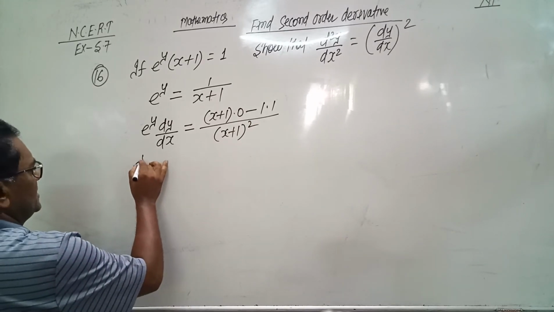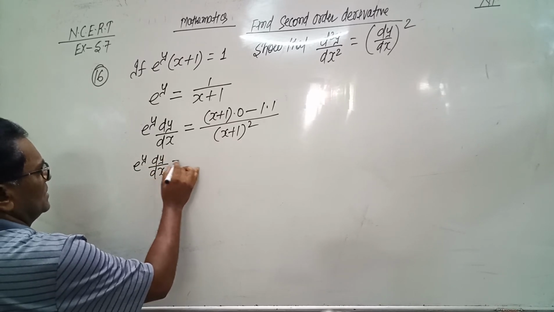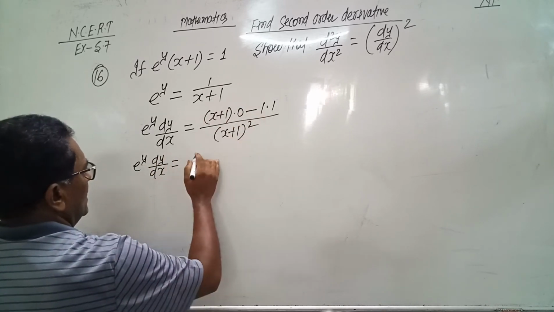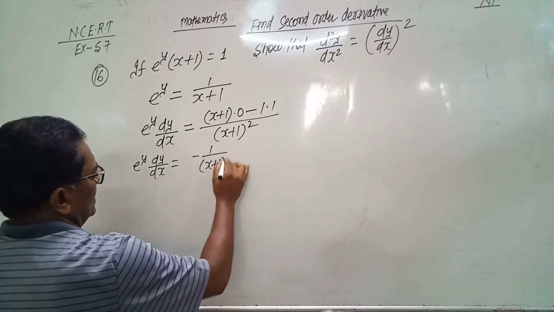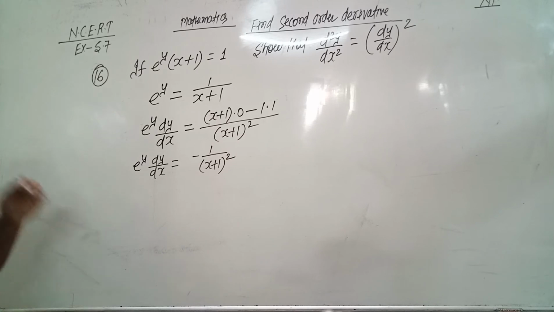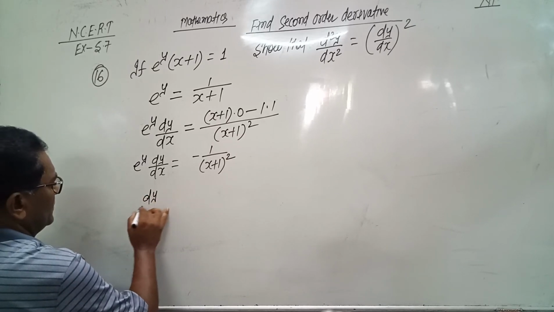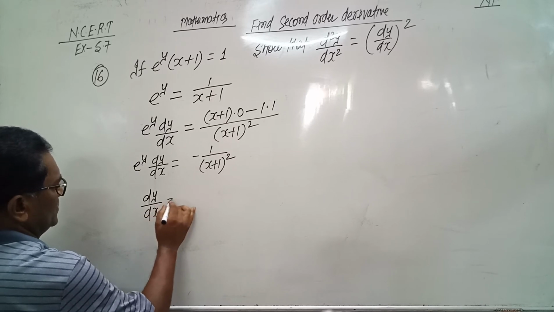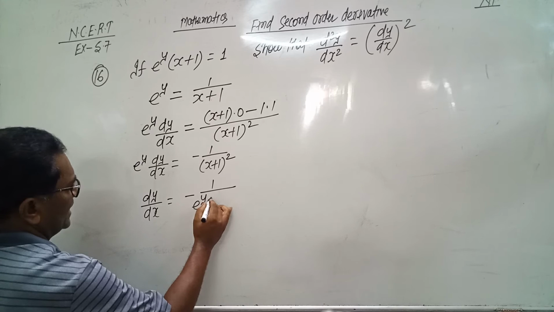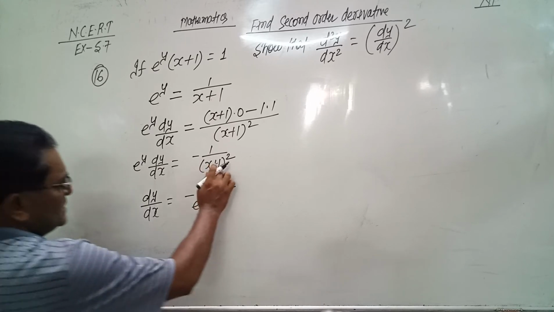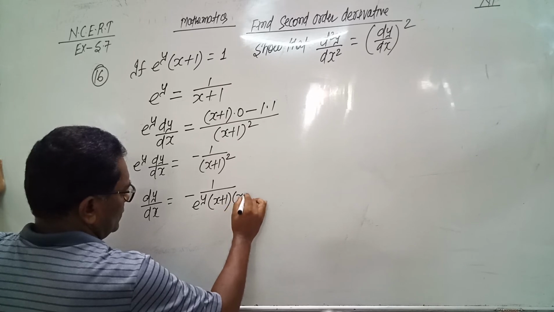So we get e raised to the power y and dy by dx equals, this becomes 0 and this is minus 1 upon x plus 1 the whole square. Now the value of dy by dx comes to be minus 1 upon e raised to the power y, and this is written as x plus 1 into x plus 1.